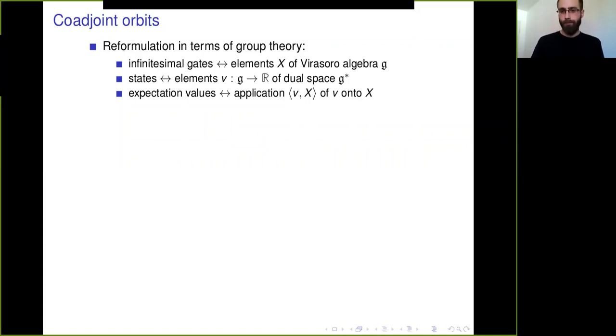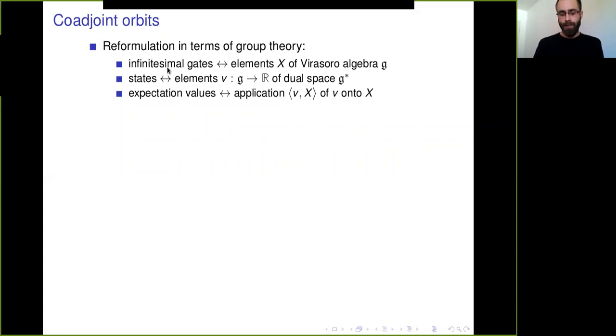Now, as I said, geometric actions are action functionals defined on some orbit of the symmetry group. And to define these, we will need to take the reformulation of all these statements about unitary operators and gates in terms of group theory a bit further.